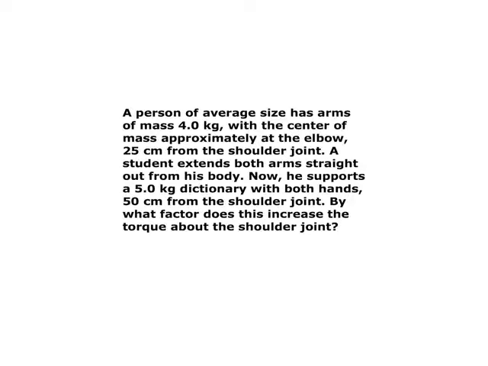Let's look at the problem and extract the crucial pieces of information. First off, we need data about a person's arms. We're told the mass of the arms is 4 kilograms, and the center of mass of the arms is 25 centimeters from the shoulder joint. Now, to this situation is added a dictionary, which has mass 5 kilograms, and it's added 50 centimeters from the shoulder joint. That's the data we need from the problem.